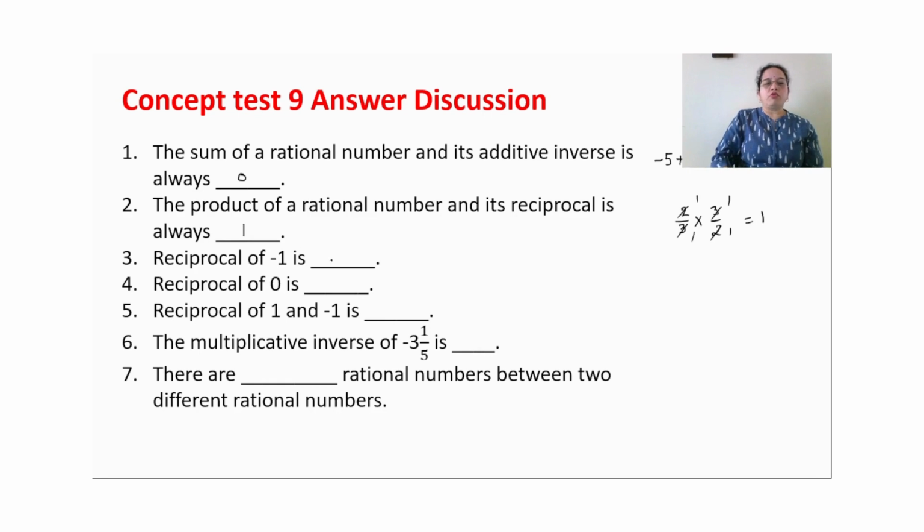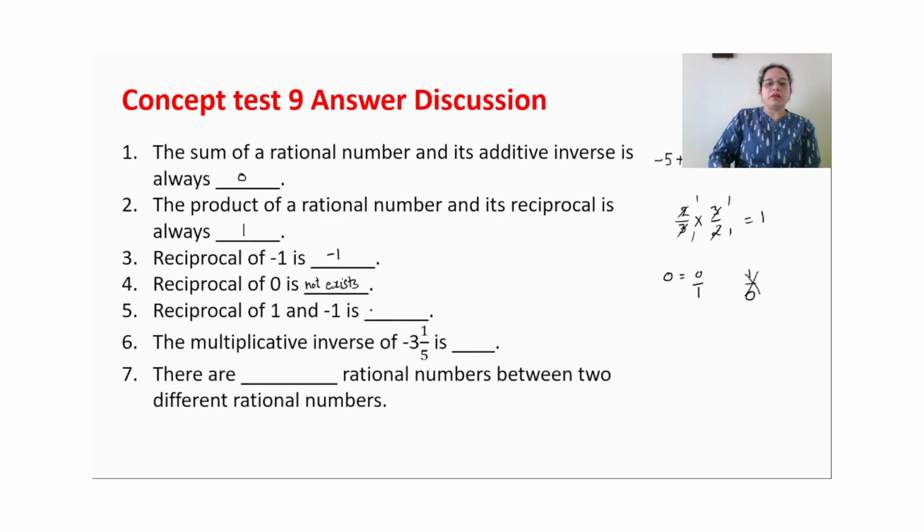The reciprocal of minus 1 is minus 1. The reciprocal of 0 does not exist. How can we write 0? 0 upon 1. What is the reciprocal of 0 upon 1? 1 upon 0. Whenever 0 is in the denominator, that number does not exist. Therefore, the reciprocal of 0 does not exist.